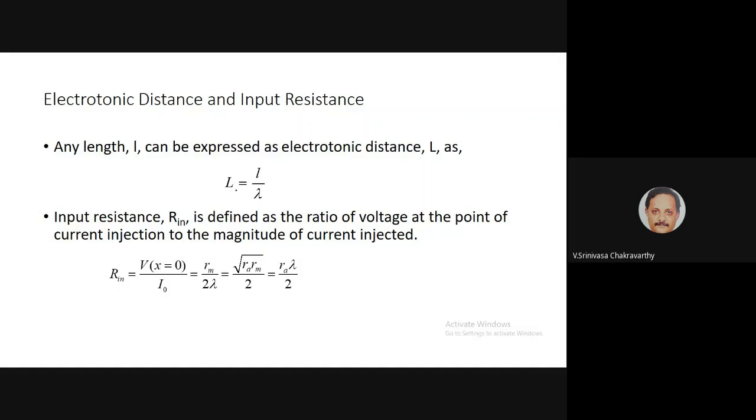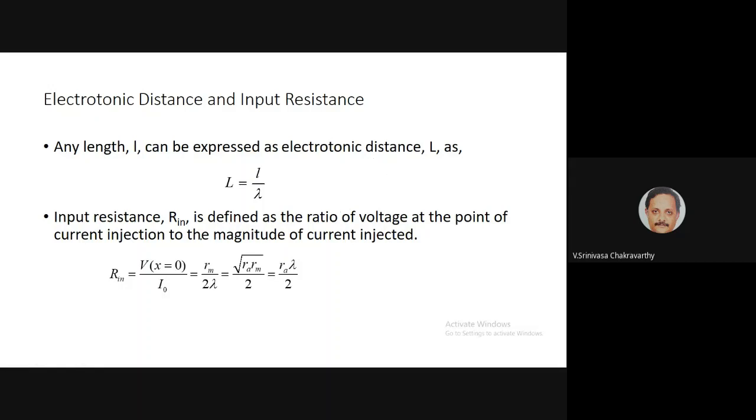So it is natural to define a new distance variable. If a cable is of given length small l, then we'll define a new length which is scaled by this space constant, by taking the ratio of small l by lambda. This is called electrotonic distance or electrotonic length.